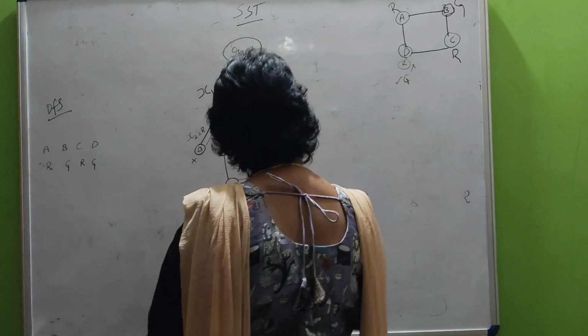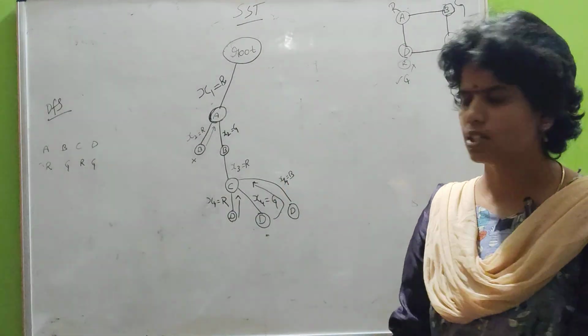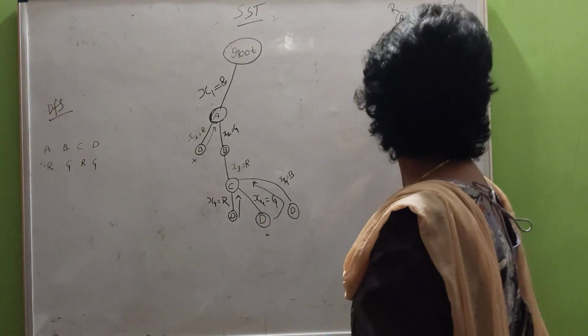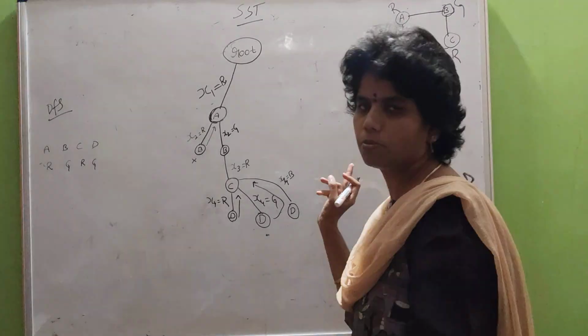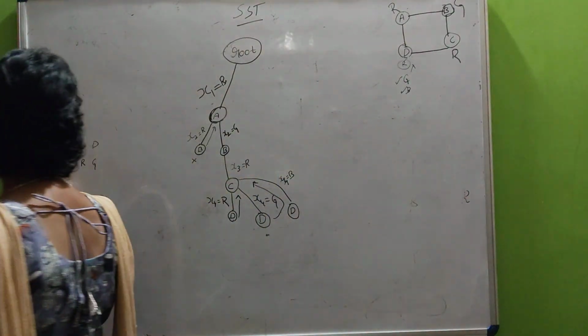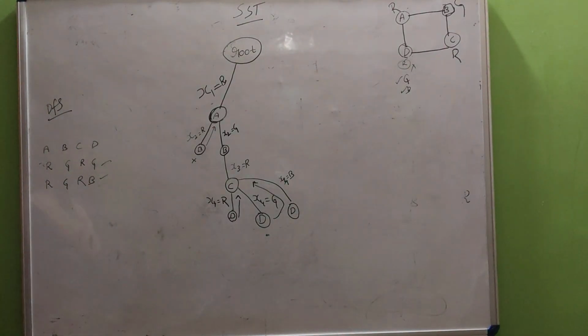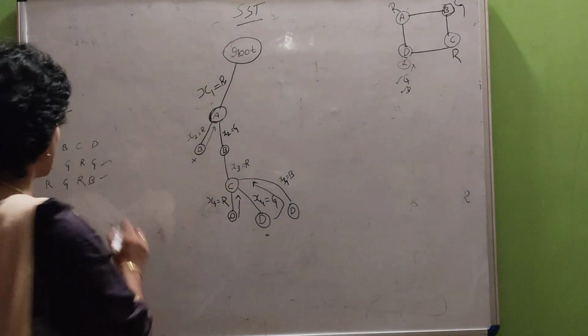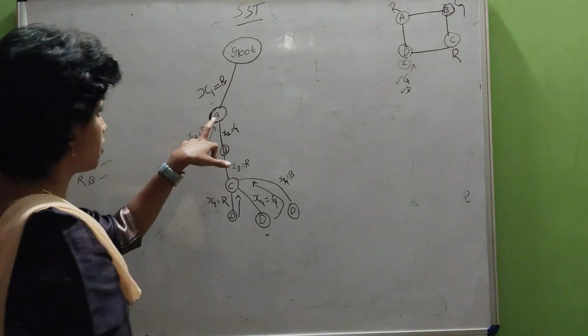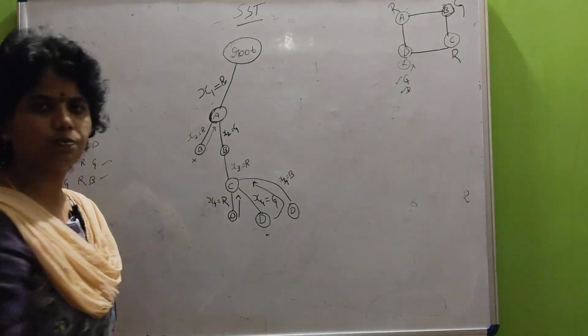x4 is equal to blue. This is also accepted, right? Since no two adjacent colors are given the same color. Now R, G, R, B. This is also a solution. Are you getting it? Now you have got two solutions when you are taking node A with red color.